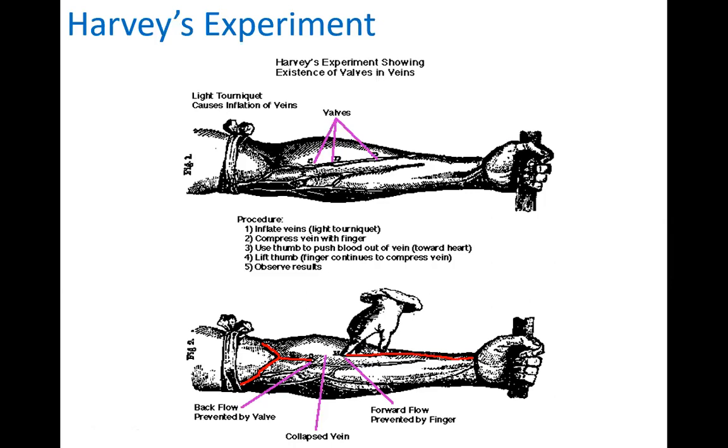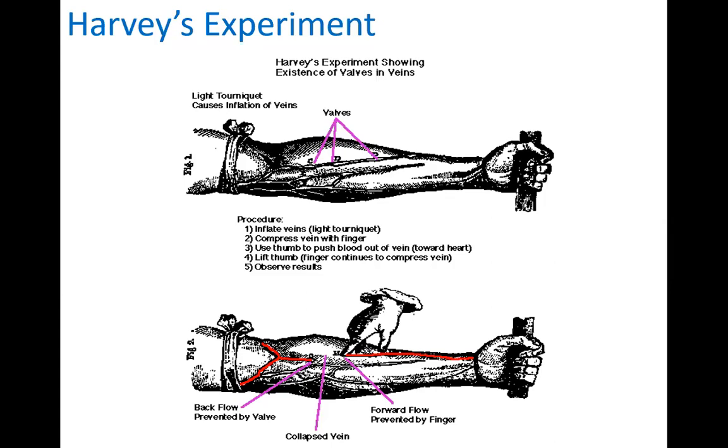A little historical precedent here. William Harvey, the man who discovered circulation back in, I guess, the 1700s, also discovered these valves. He put a tourniquet around his own arm. When you get a tourniquet and you're going to have blood taken, your veins pop up, and that's how they can find the right one to stick.